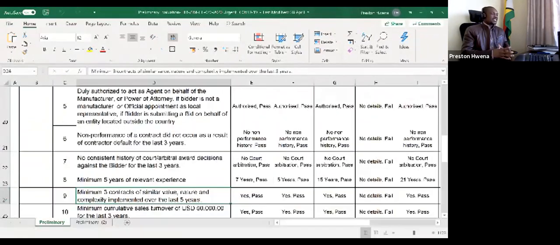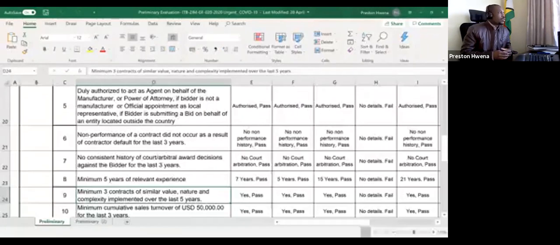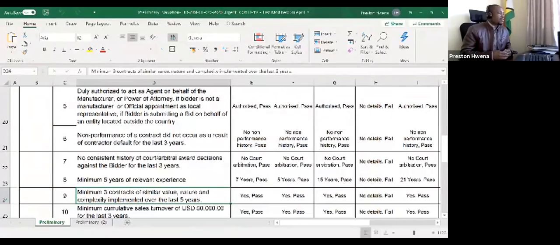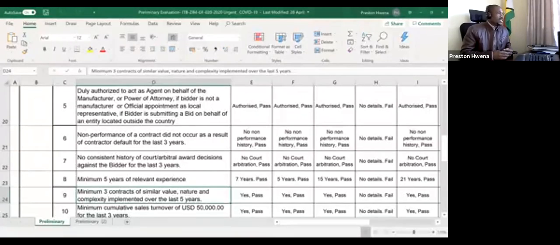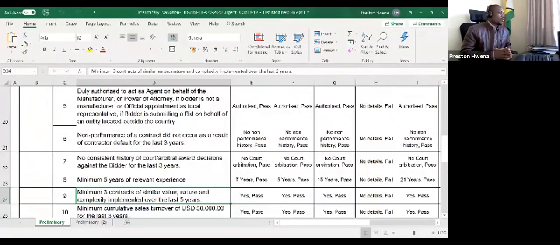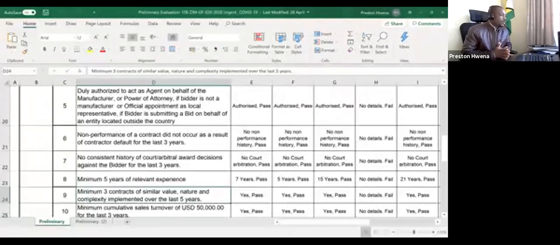If you look at such a scenario, will we be able to consider you as a bidder to submit 1 million worth of commodities, yet you have never in your history supplied anything over 50,000? So we always also want to make sure that we are dealing with bidders who are able and with capacity. So we always try to make sure that at least the bidder should have 3 minimum contracts of similar value and nature.